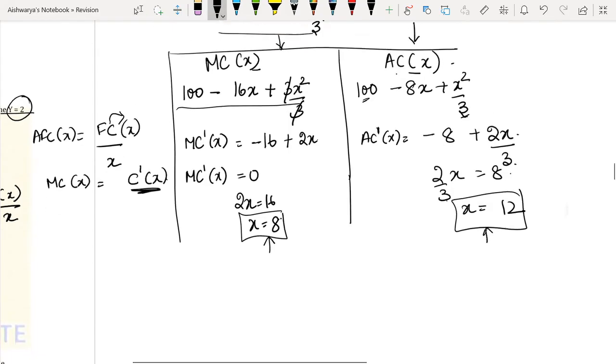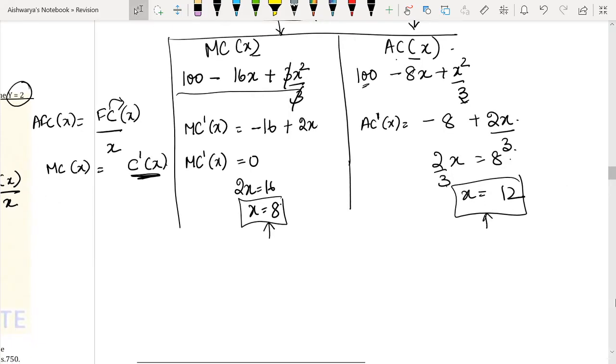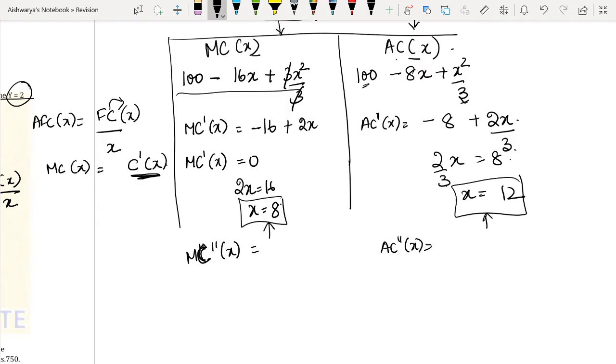When will the function attain minimum? When the value of the second order derivative is greater than 0. So MC double dash of x we are going to find out, and AC double dash of x, that is the second order derivative of both the functions.